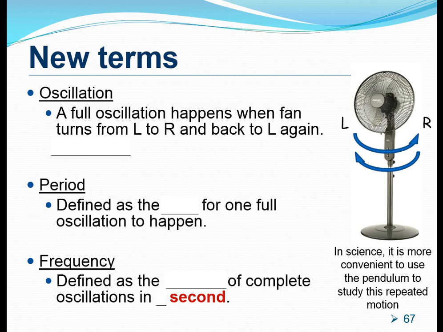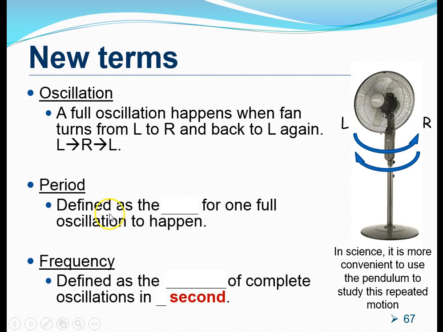So if you ask me, can I consider one full oscillation if the fan were to start from the right hand side to the left and back to the right? Yes, indeed, you can consider that as one full oscillation. So how about from just left to right? How many oscillations is that? If it's just simply from left to right, we consider this to be half an oscillation.